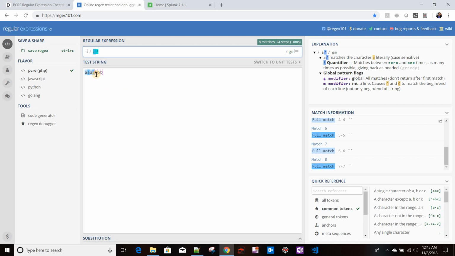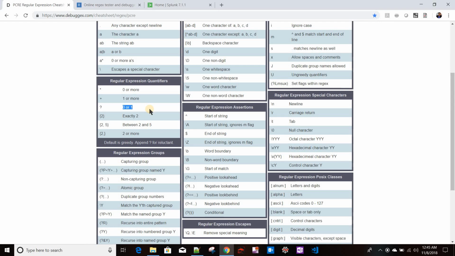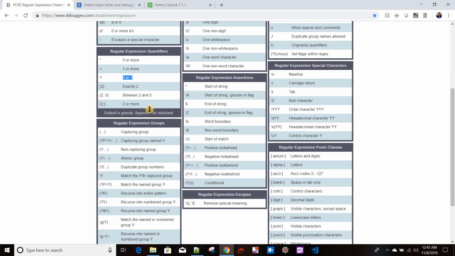That's why, if you see this red boundary, it did not match b, but in between a and b it is matching. So this is about quantifiers in regular expression.